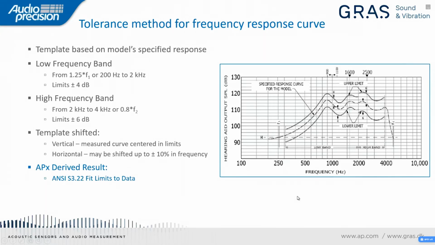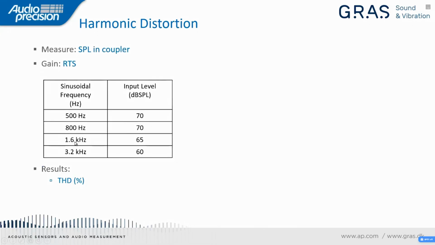For harmonic distortion, we measure the sound pressure level in the coupler. The gain of the device is the reference test setting, and there are 3 or 4 frequencies specified with levels. So we have 500 hertz at 70 dB SPL, 800 at 70, 1.6 kilohertz at 65, and in some cases 3.2 kilohertz at 60 dB SPL. The result here is just the total harmonic distortion in percent.